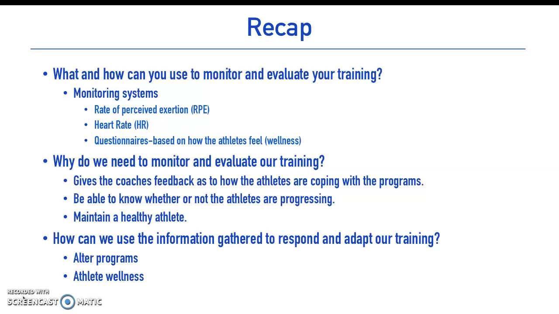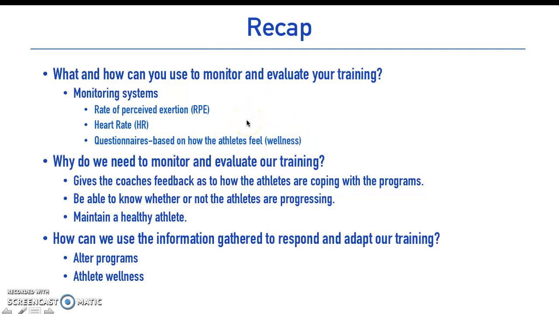Then we looked at why do we need to monitor and evaluate our training. So it gives the coaches feedback as to how the athletes are coping with our programs. You need to be able to know whether or not the athletes are progressing, or if they're not progressing, why aren't they progressing? And of course, we need to maintain a healthy athlete. So that's where the questionnaires come in. So we want to get athlete wellness.